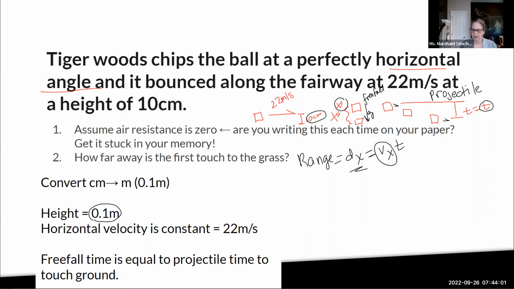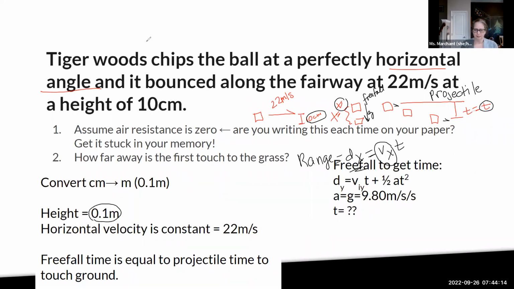Doesn't matter where you're hitting it because there's no air resistance. It would be the same. So we need to find the time. What formula can we use to find the time? The dy formula, because that one is the altitude formula.